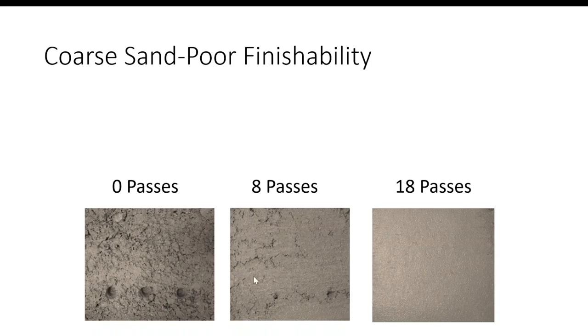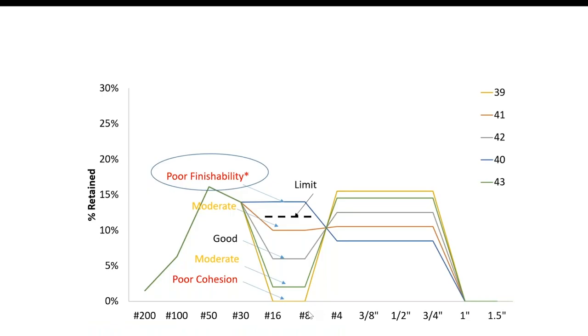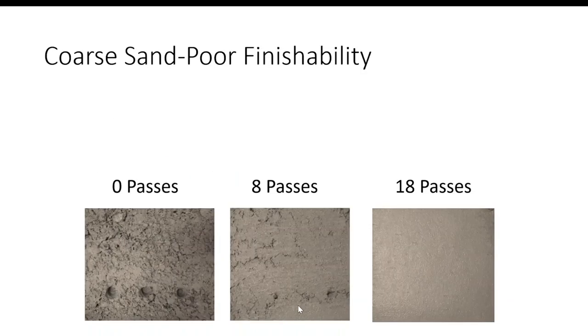At 8 passes, it looked like this. See this little carved out portion in the surface? This 8 and 16, these intermediate sieve sizes right here, they're critical. If there's too much of them, they actually float to the surface, and as you're finishing back and forth, you actually scar and ruin the surface finish of your concrete. After 18 passes, we finally got a decent finish.